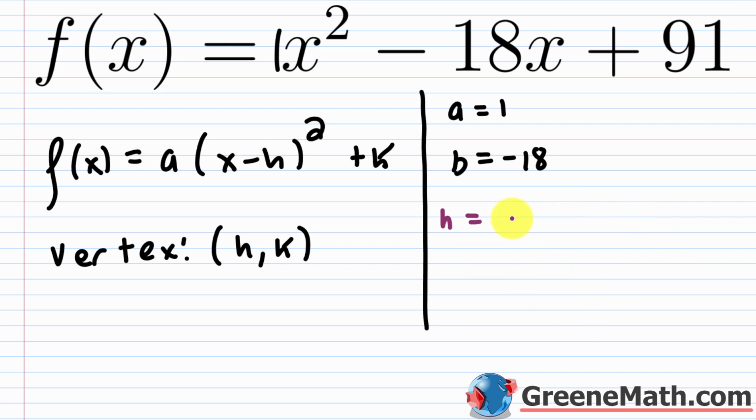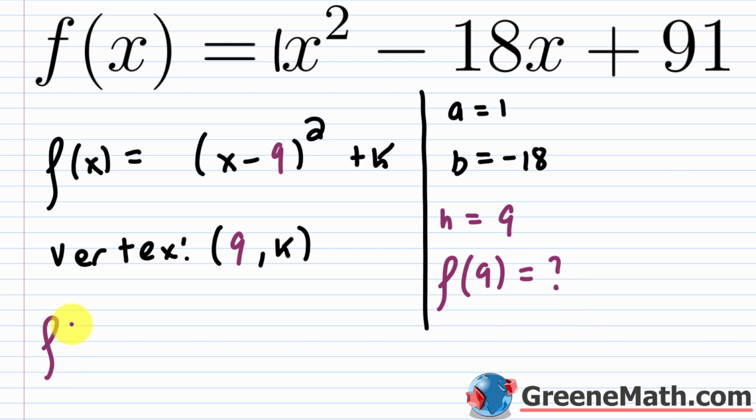So let me put that right here. I'll replace that right here. And I'll replace that right here. We already know what a is. A is 1. So let me erase that. You can either put a 1 there or just leave it off. It doesn't matter. I'm just going to leave it off. And now we just need to figure out what is k. Well, k is f of h. h is 9. So f of 9 is equal to what?